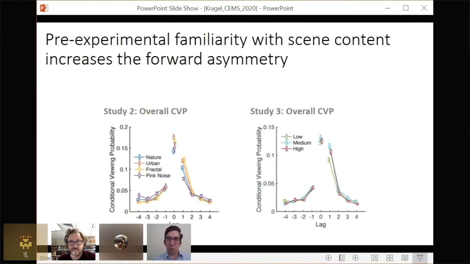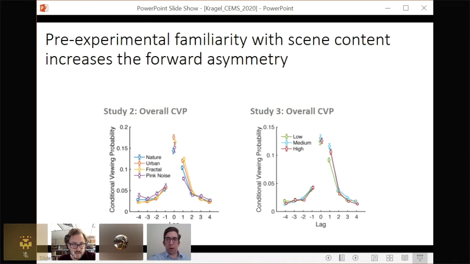All right, so what do these data look like? Here you can see that, to me, this was actually really remarkable: these viewing probability curves look almost remarkably similar to the typical CRP curves that you see in recall data. But you can see there is a difference in the forward-going asymmetry.